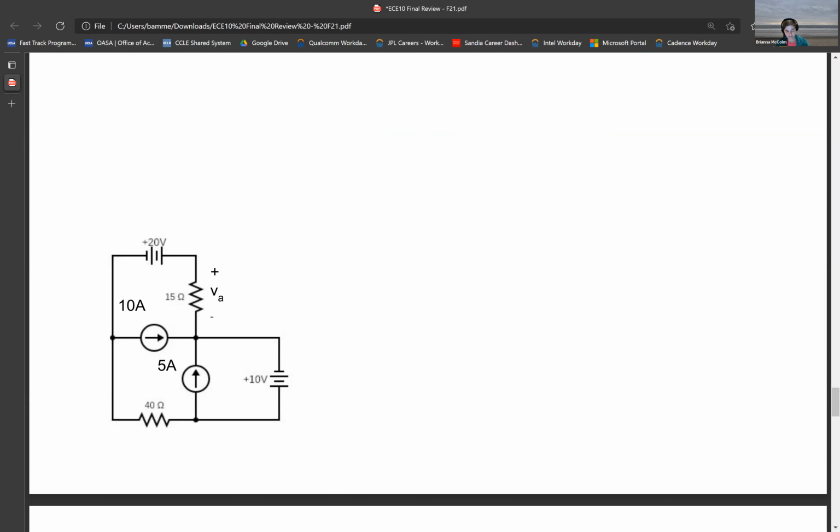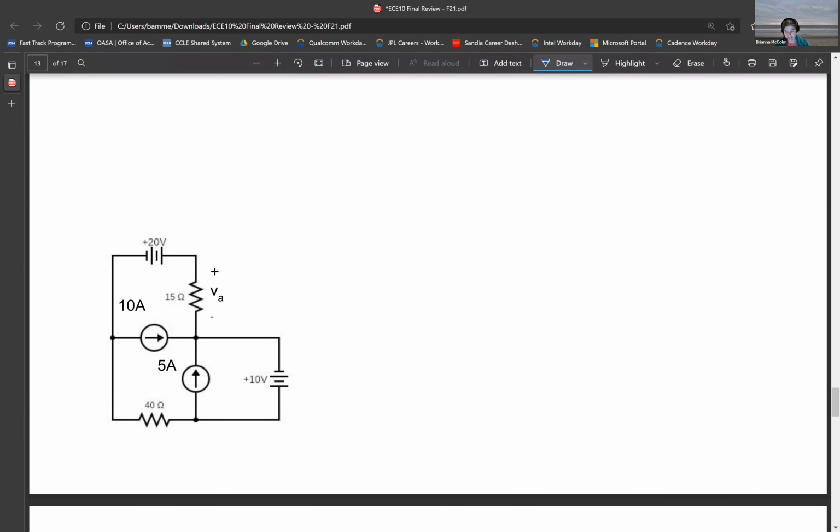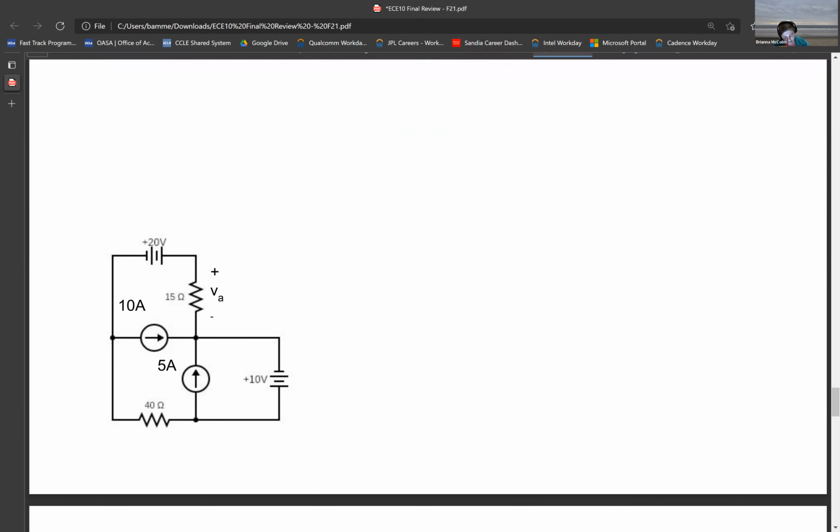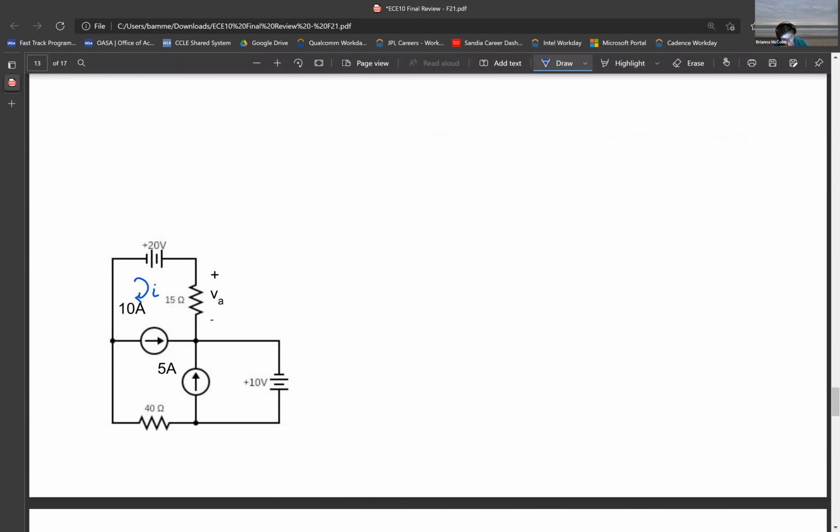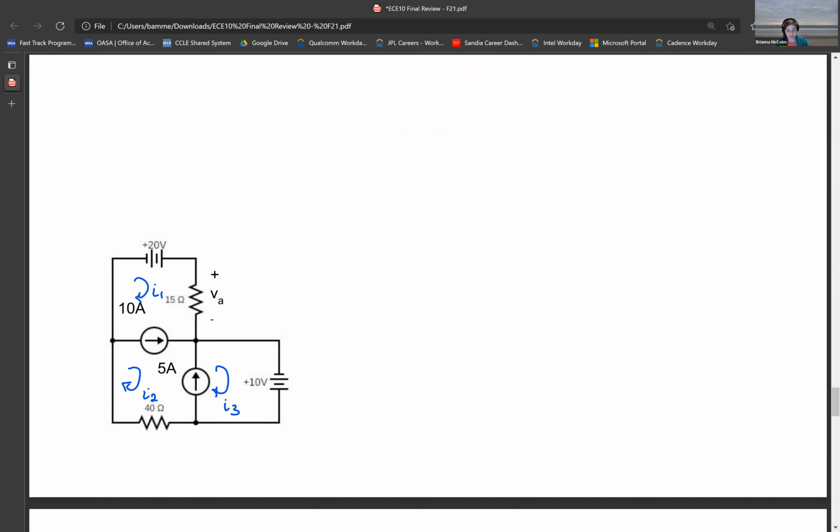And so we have 3 smaller meshes here. And so we can designate them I1, I2, and I3. And then we can go around each of the inner loops of these meshes and come up with a set of equations.